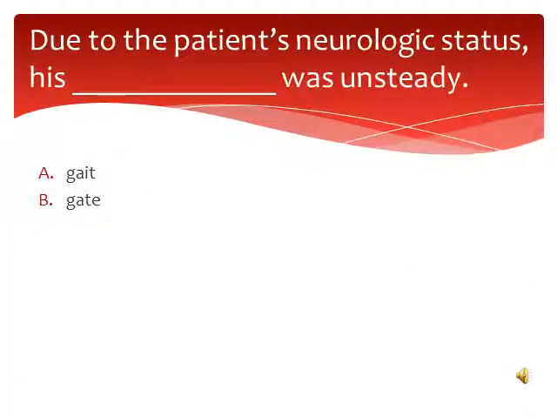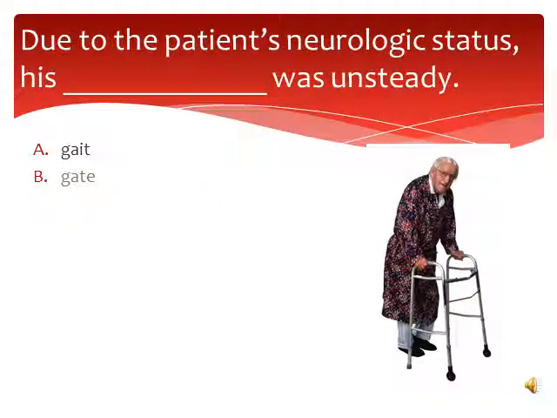For our last question answer here, let's look at this one, gait or gait. Due to the patient's neurologic status, his gait was unsteady. A or B gait, which one is correct? A is correct. When we're talking about somebody's ambulatory gait, how they're getting around, how they're walking, their gait is G-A-I-T.